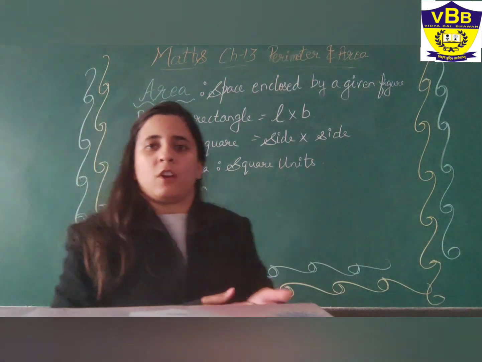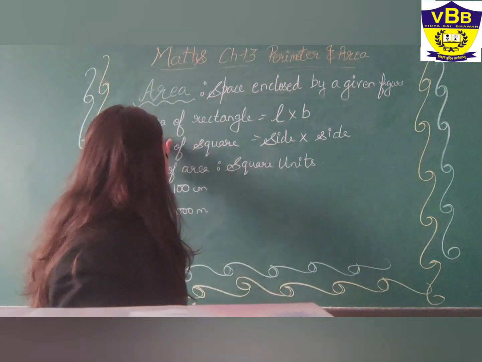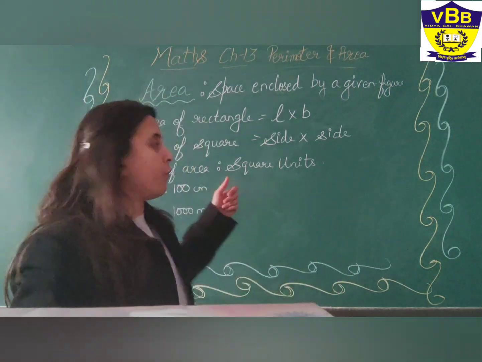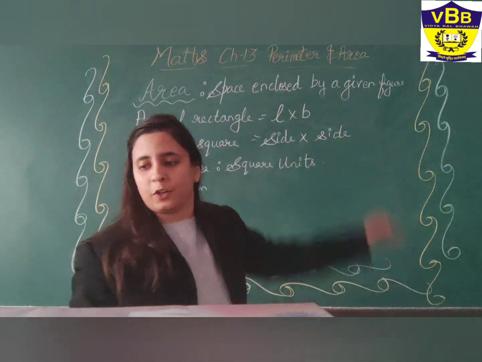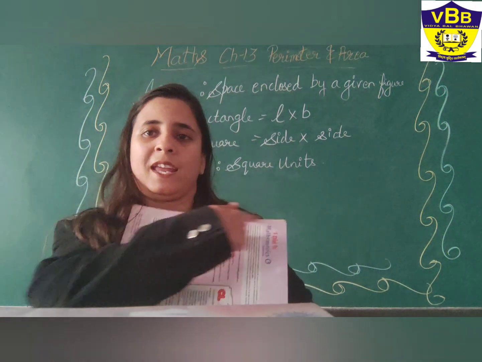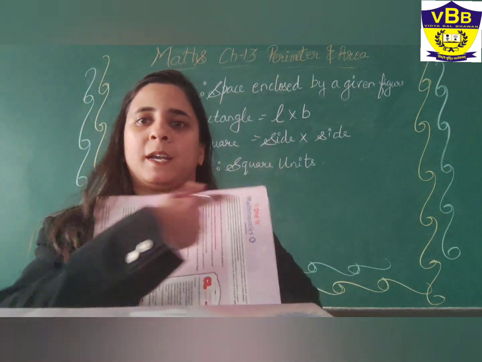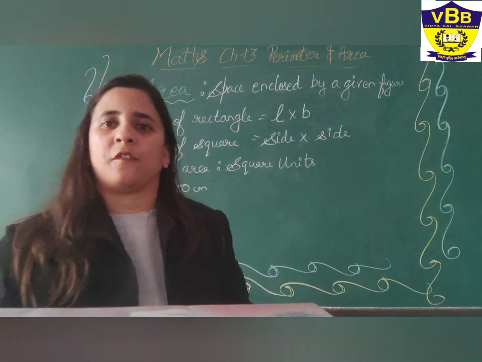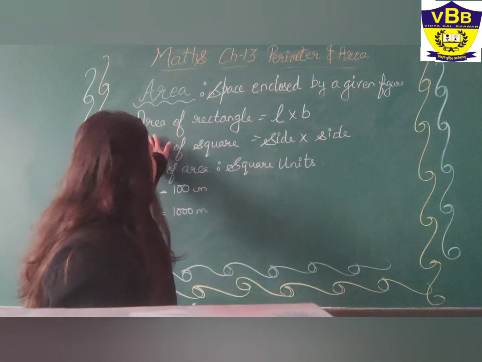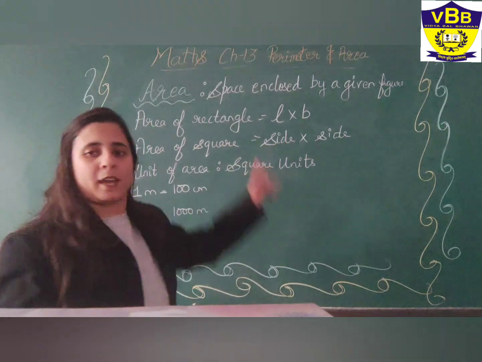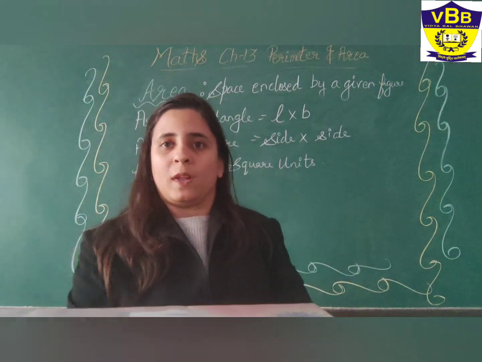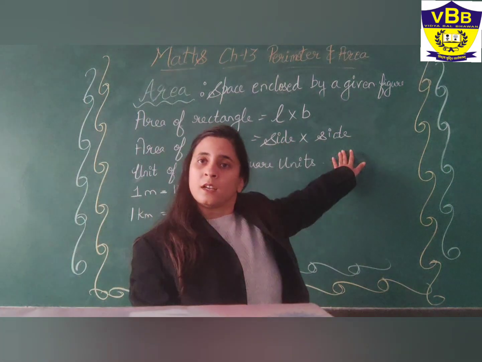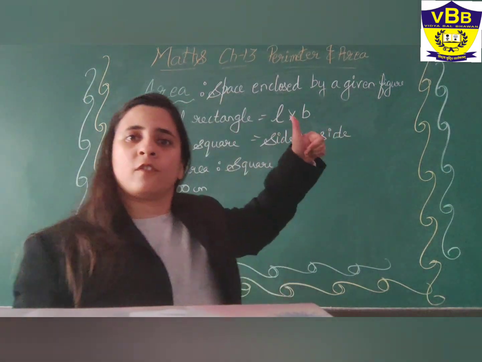Now you all must have already known the area of a rectangle. We have the formulas to find the area. So area of rectangle is length into breadth. We will multiply the dimensions of length and breadth and we will get the area of the given shape. The area of square: in a square all the sides are of equal length, so we only multiply the side with the side. That is the area of square.